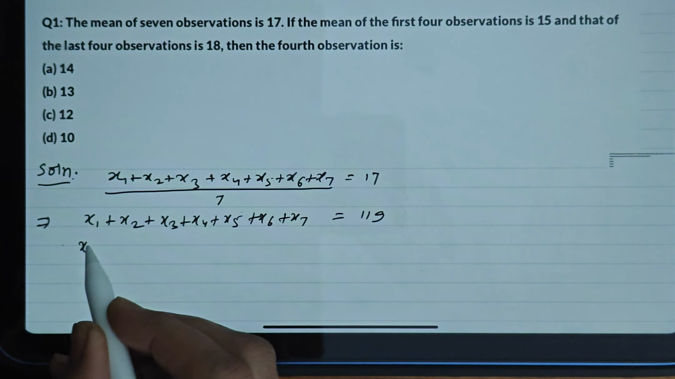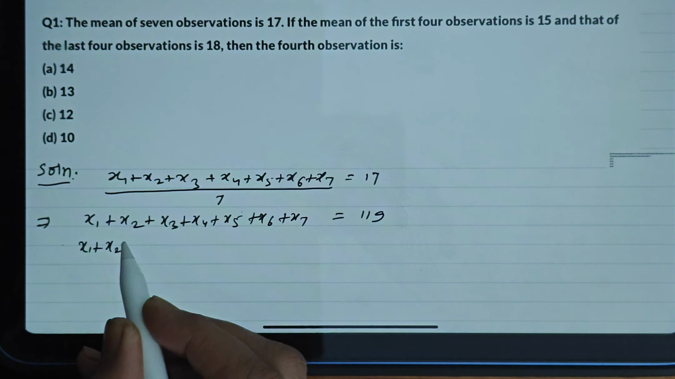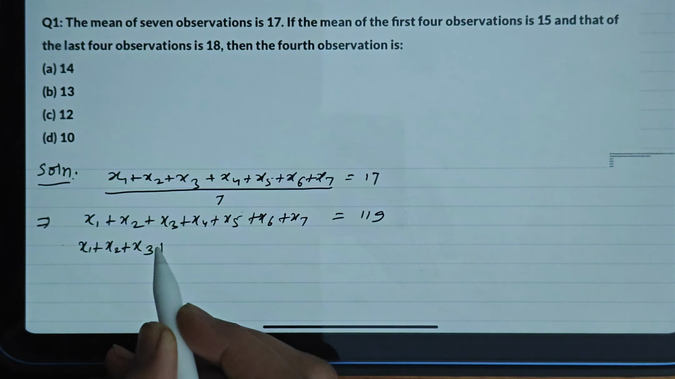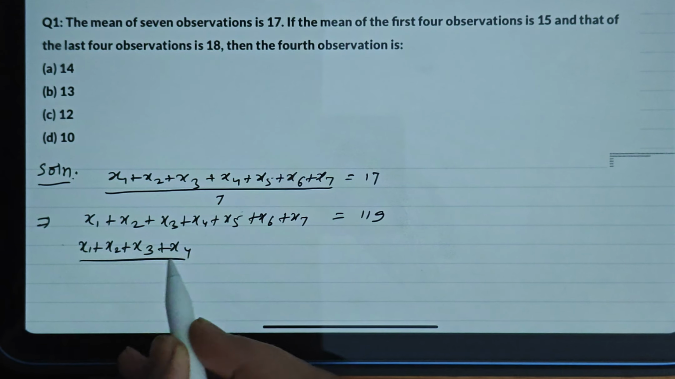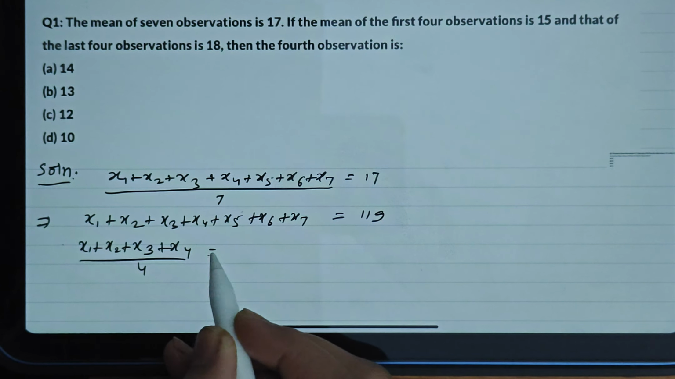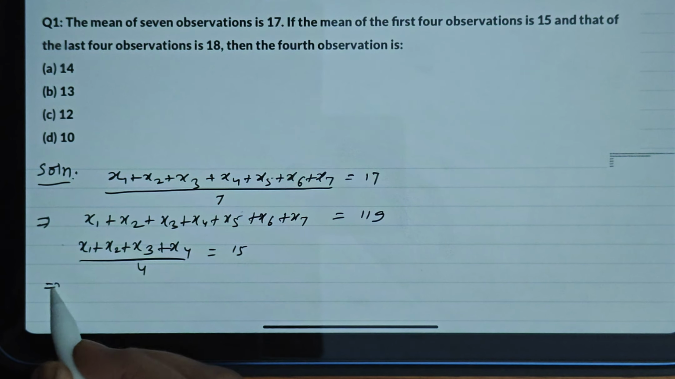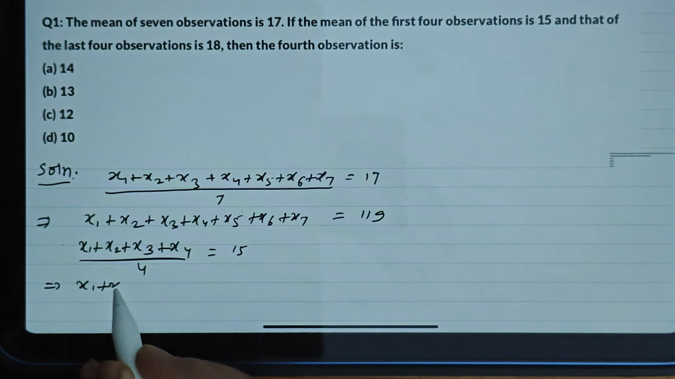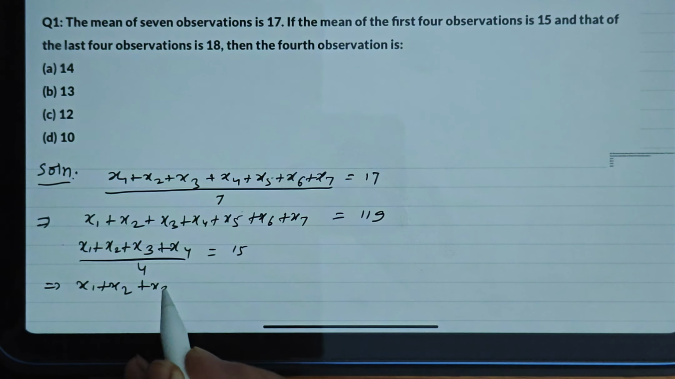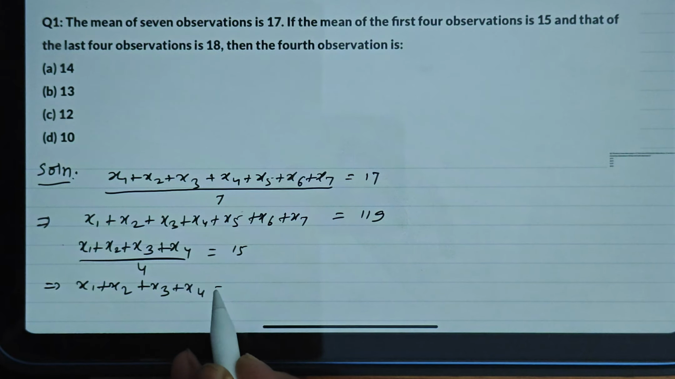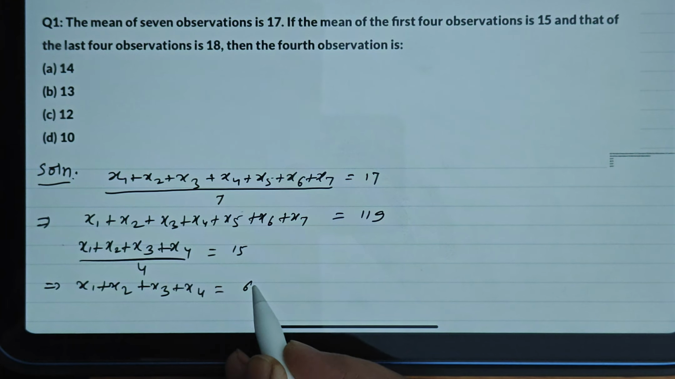Now the second line: the mean of the first 4 observations is 15. First 4 observations means x1 plus x2 plus x3 plus x4, divided by 4, and it is 15. So this line will imply that x1 plus x2 plus x3 plus x4 is equal to 15 into 4, which is 60.